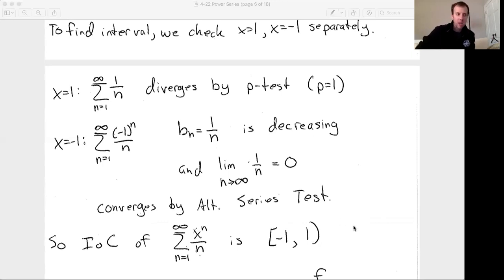Questions about this example or any of these ideas that we've been talking about? Okay.